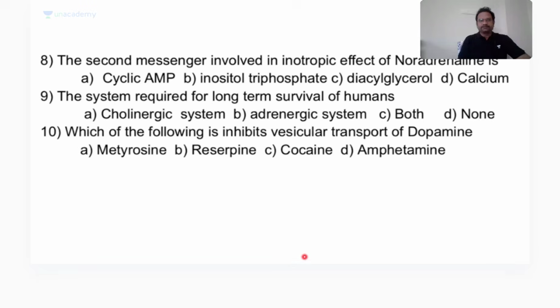Now the next one. Now, the second messenger involved in the inotropic effect of noradrenaline is. Now understand this one. See, we have first messengers and second messengers.